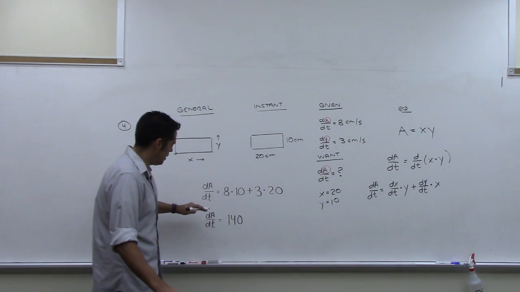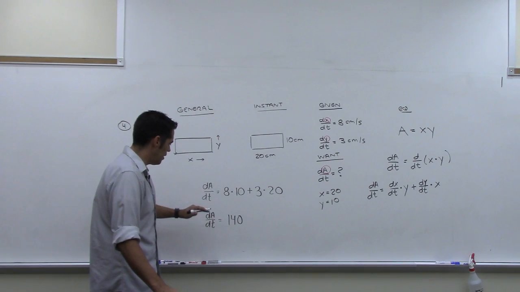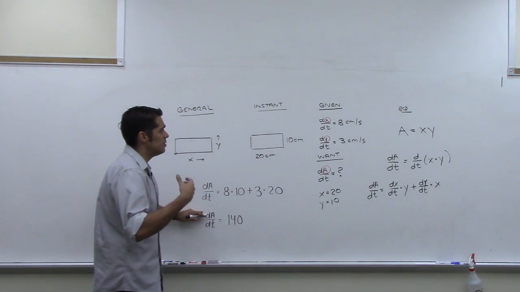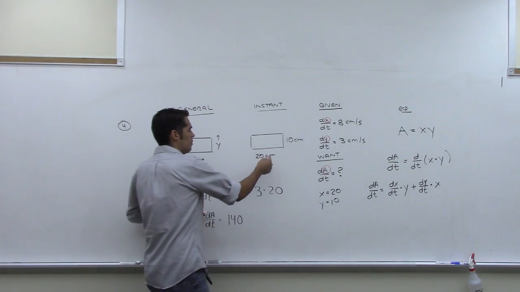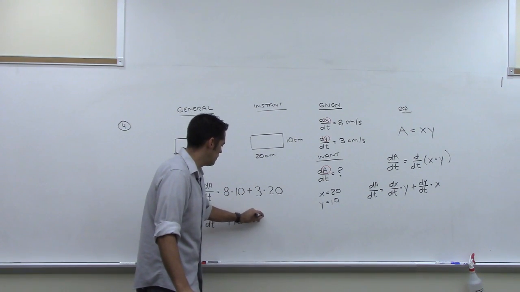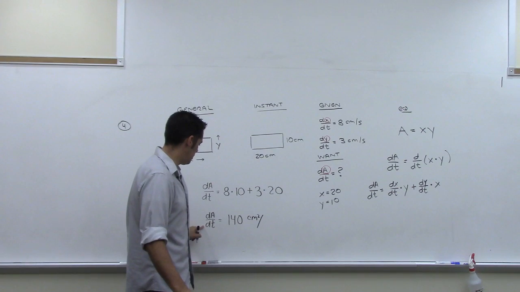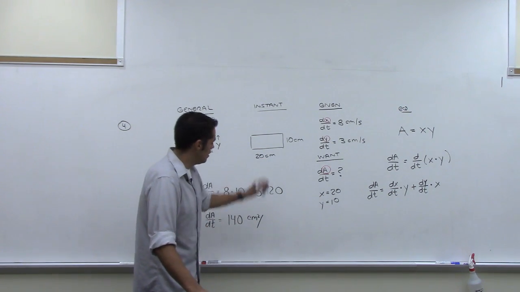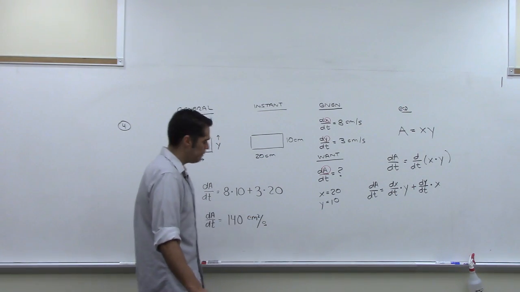And then it should be a measurement of area over time. Area is squared units. I'm working with centimeters, so this should be centimeters squared per, because of division here, the time unit here was seconds, so centimeters squared per second.